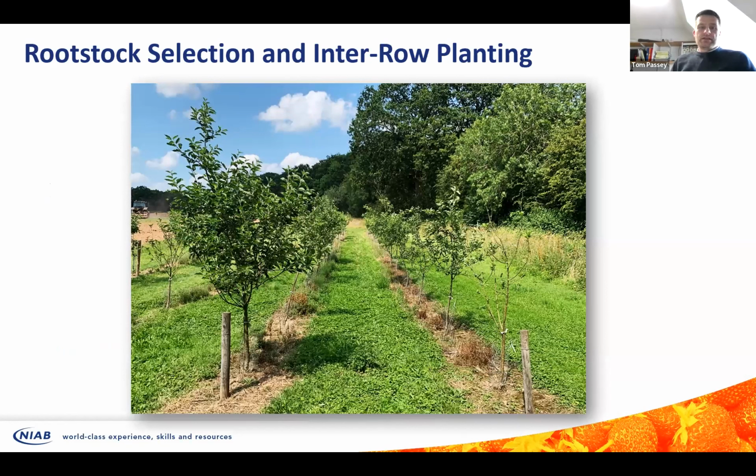You can see here the trees on the right are the trees that were planted into the tree station. As I say, they've gone straight into the ground where the trees were previously. The trees on the left of this photo are the trees that went into the grass aisle. It's fairly clear to see that there's definitely a difference between the two different trees, and there was a strong replant effect on this site.